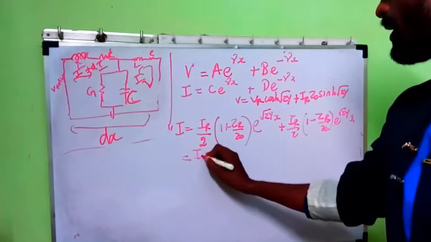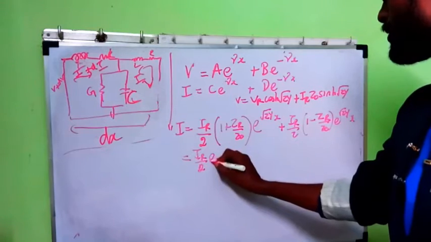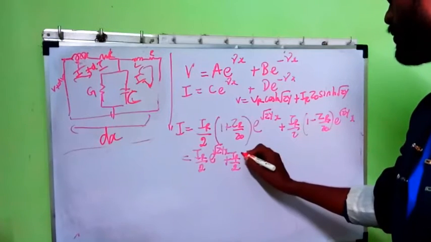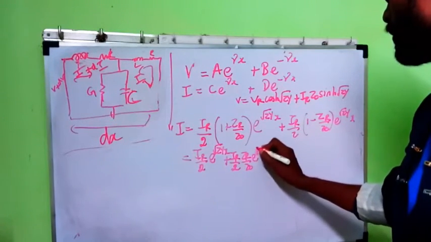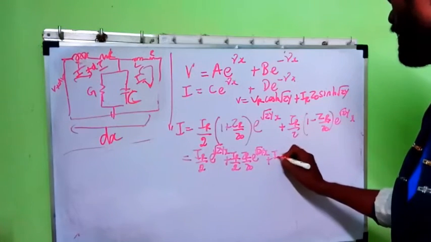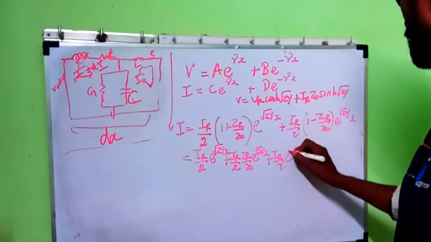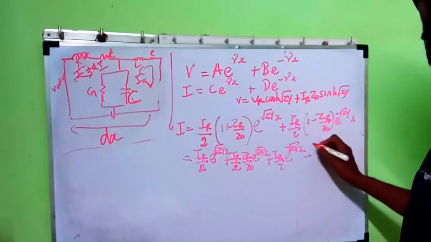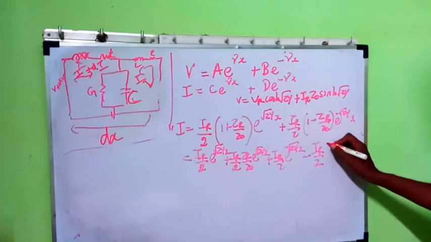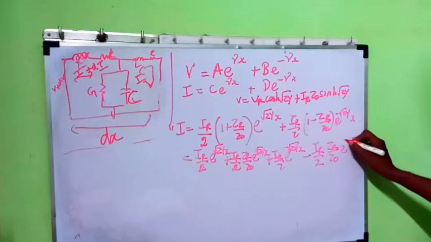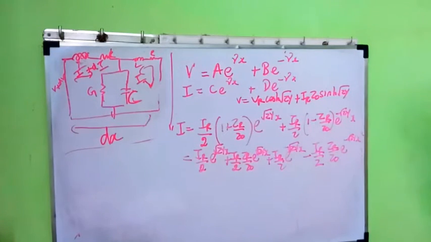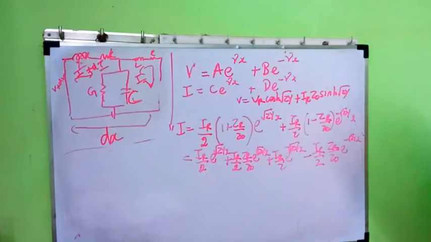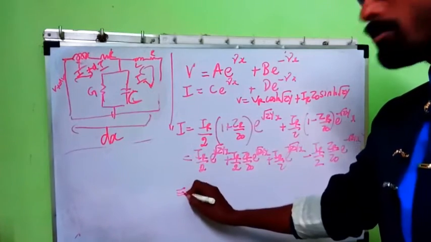So wait over here. IR by 2 into e power root of ZY into X, plus IR by 2 into ZR by Z naught into e power root of ZY into X, plus IR by 2 into e power minus root of ZY into X, and minus this one, IR by 2 into ZR by Z naught into e power minus root ZY into X. Now what you do? You make the IR's VR by ZR. So I is equal to, please read over here.